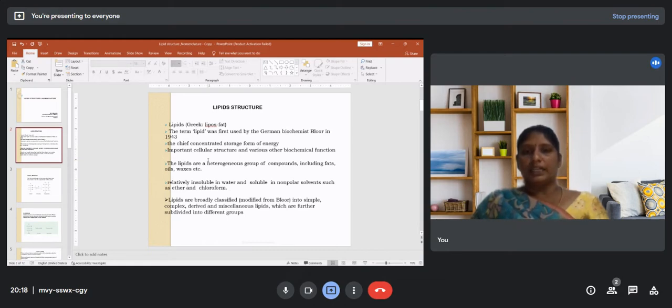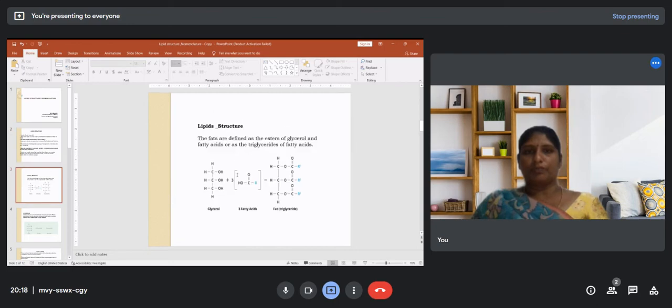They are relatively insoluble in water and soluble in nonpolar solvents such as ether and chloroform. They are broadly classified into simple, complex, and derived lipids, which are further subdivided into different groups. The structure of the lipid may be defined as the esters of glycerol and fatty acids, as the triglycerides of fatty acids.